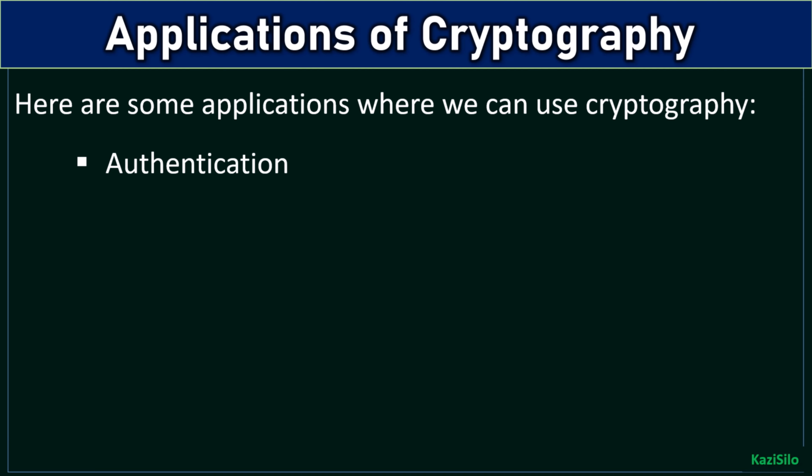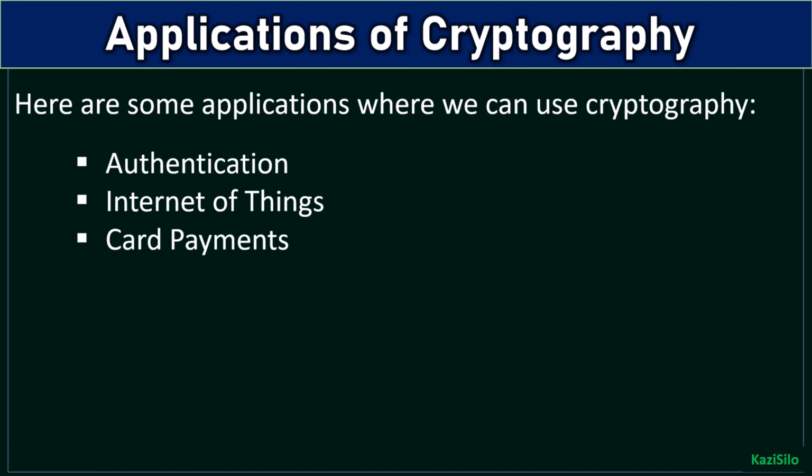Authentication. Cryptography ensures secure access by verifying identity such as user logins or device authentications through encrypted credentials. Internet of Things (IoT). Cryptography safeguards communication between IoT devices, preventing unauthorized access and ensuring data integrity.